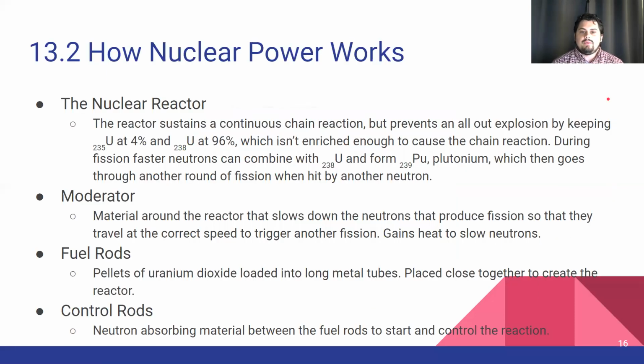Now, we don't want that big explosion, so how do we prevent that? So it's not an uncontained reaction. The whole point of the nuclear power plant is to contain the reaction in such a way that we get a lot of energy from it, but not so much that we accidentally blow up the power plant. How do we do that?